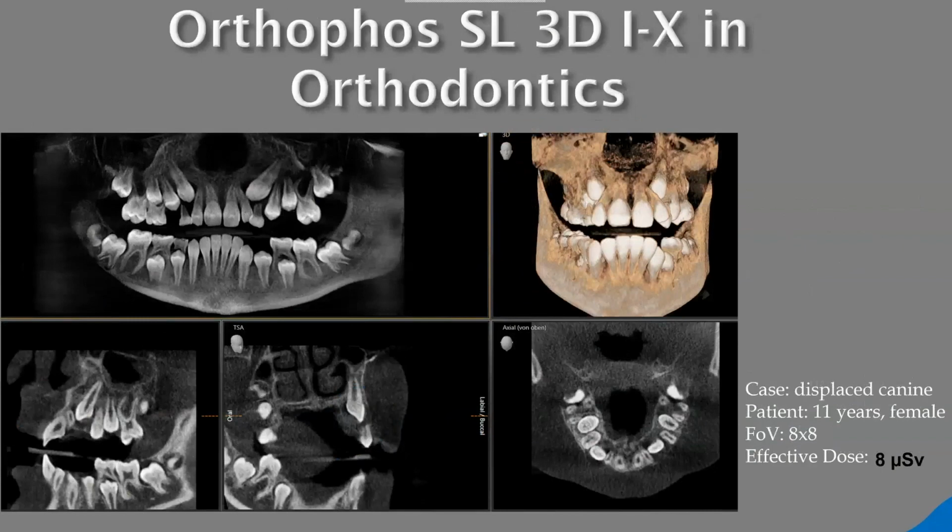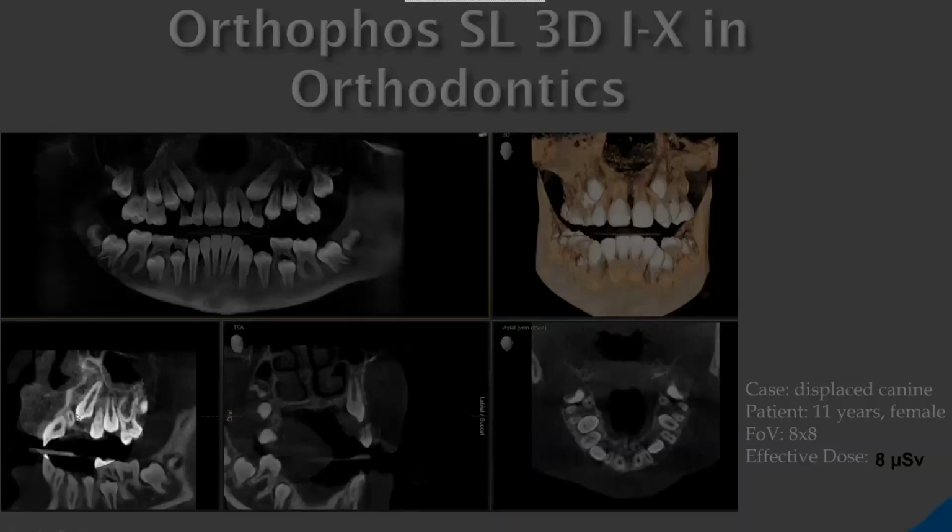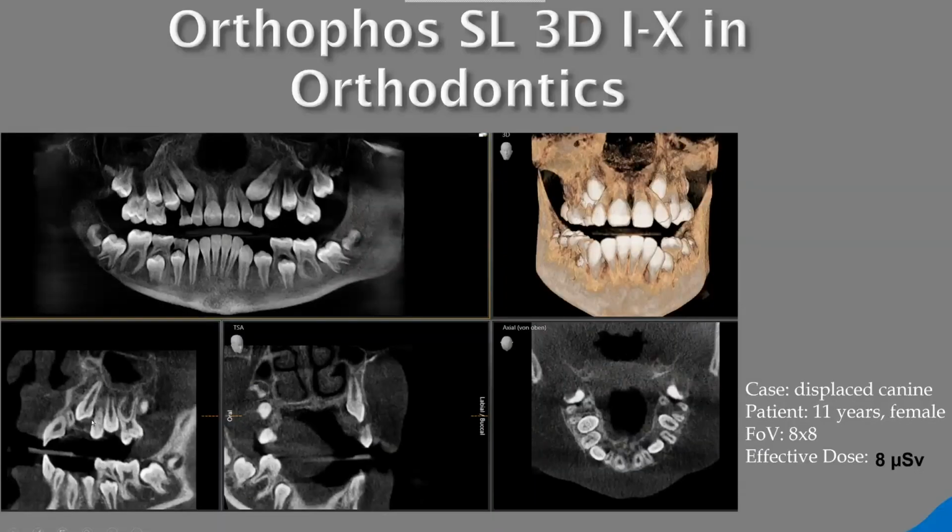It's another one, an 11-year-old female, using it for orthodontic purposes, and they wanted to see exactly where the canine was coming in relationship to the other teeth. You can definitely see that. And this was only 8 microsieverts. Again, just a little bit more than a set of bite wings. So it's just really phenomenal that they've come out with these low dose protocols.